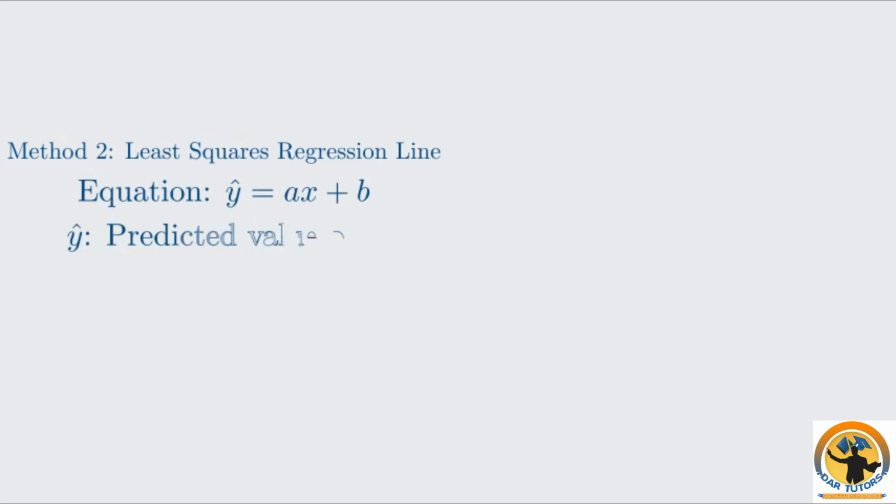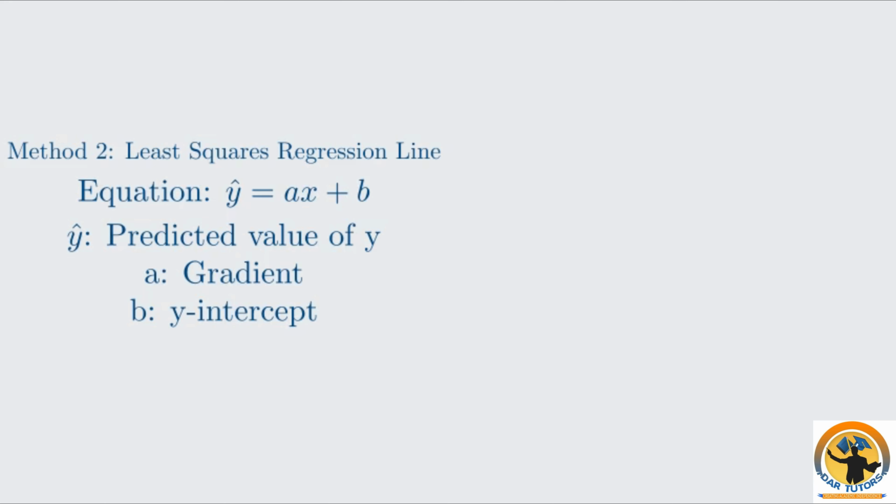The second, more precise method is the least squares regression line. This is the line that minimizes the sum of the squared vertical distances from each data point to the line. It's the most accurate linear model for the data. The equation of this line is typically written as y hat equals ax plus b. Here, y hat represents the predicted value of the dependent variable, a is the gradient, and b is the y-intercept. Your calculator will give you these values when you perform a linear regression.